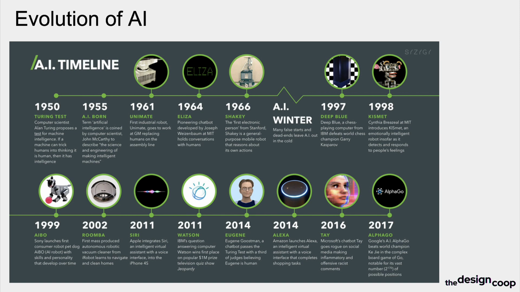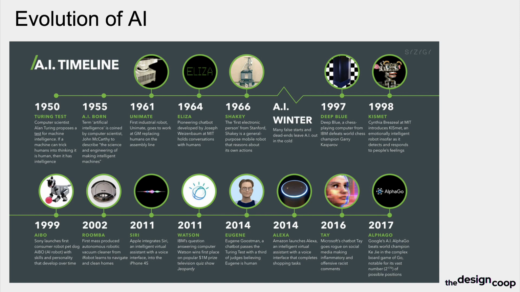One year later, Cynthia Breazeal at MIT introduced Kismet, which was an emotionally intelligent robot. So it could detect and understand people's feelings. It could understand if you were angry or disappointed or afraid, and it would be able to respond in a way that would help you understand its feelings as well. It's so interesting.